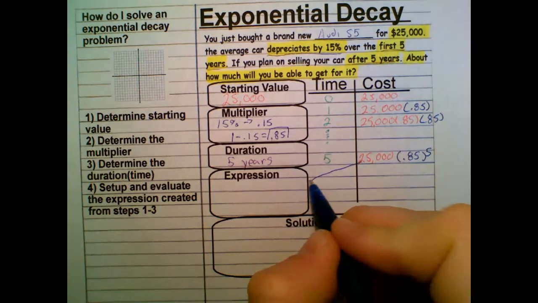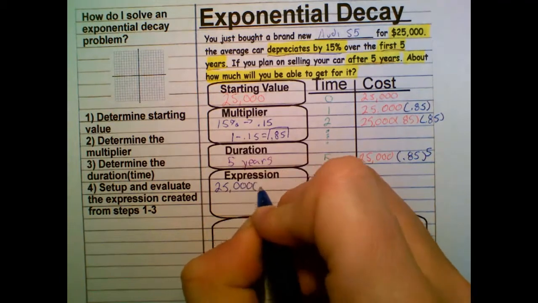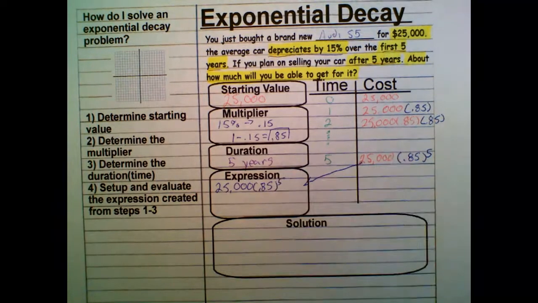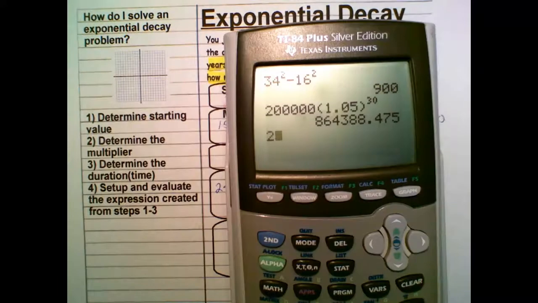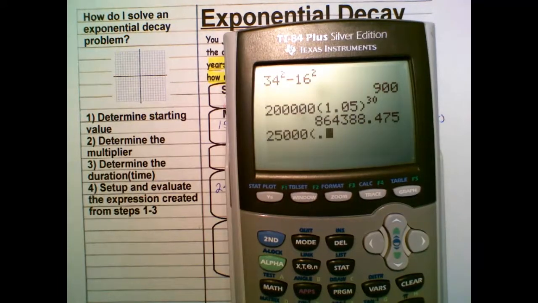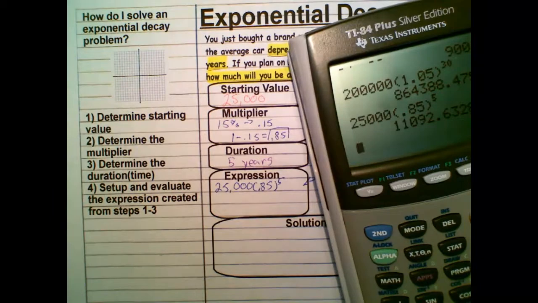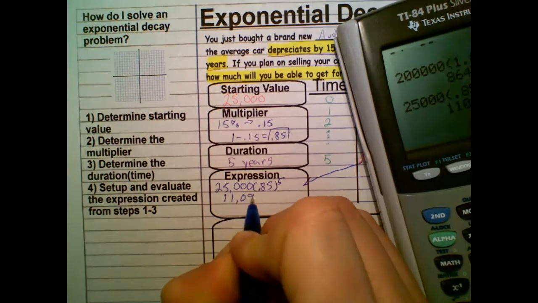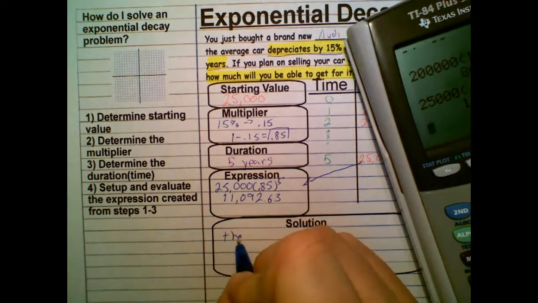And that's our expression. So we'll take that and write that right here: 25,000 times 0.85 to the 5th power. So let's take that and put it in our calculator. I'll turn this on. So we have 25,000 times 0.85 to the 5th power. And that gets us, oh man, that sucks. We are only going to be able to sell the Audi S5 in 5 years for $11,092.63.